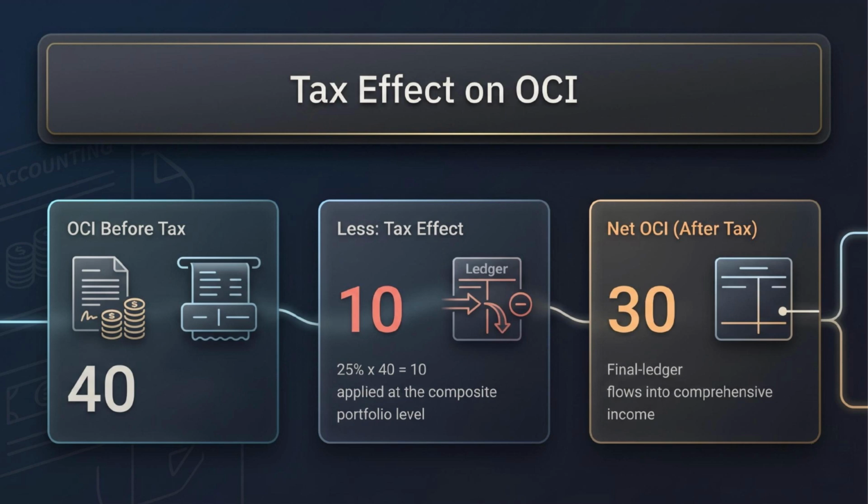Under ASC 220, entities may present OCI components net of tax or present them gross with one tax line. Either way, the tax effect must be clear. In Northbridge's case, the number that matters for comprehensive income is the after-tax OCI amount of 30.